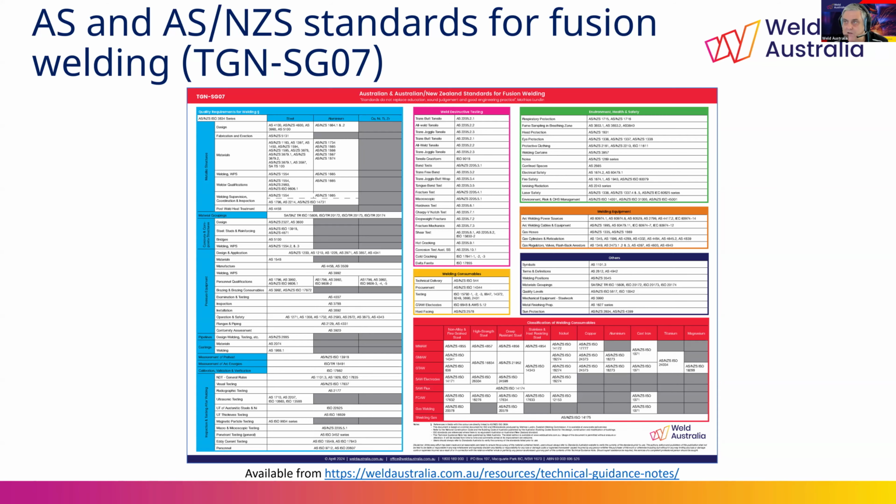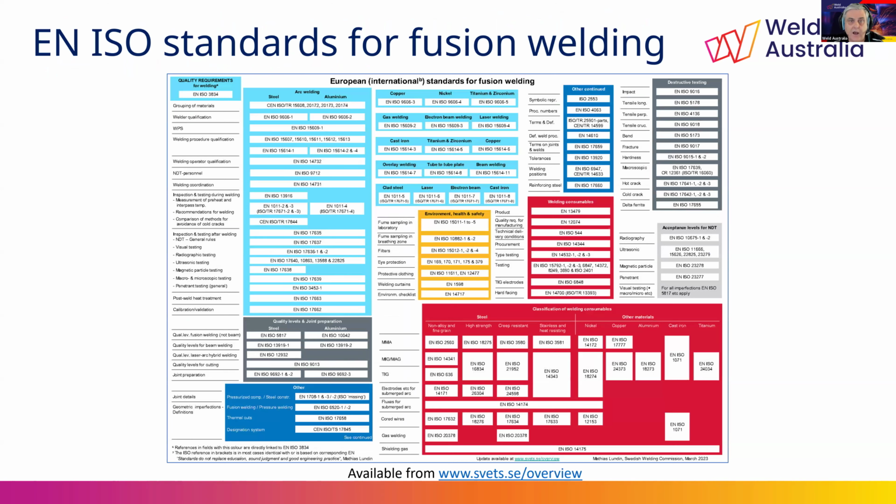Now, from the ISO side of things, the Swedish Welding Commission has also mapped the ISO standards used throughout the European community. It was drafted by Matthias Lunden and is periodically updated, and the current version was May 2024, and you can download it from the Swedish Welding Commission's website as shown on the screen.